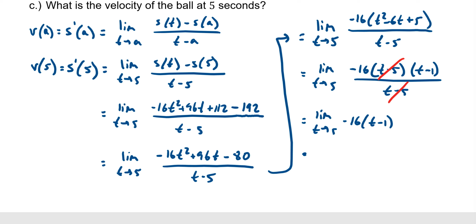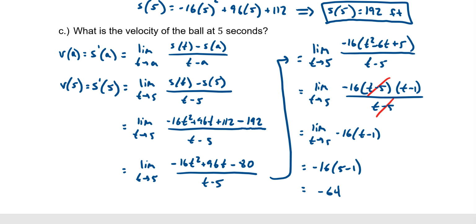Now we can apply that direct substitution. And since we're applying the direct substitution, now we don't need the limit notation anymore. -16 times 5 minus 1. So we end up getting -16 times 4. So -64. So even though this is the answer, we should just consider what this represents. We just found that s prime of 5 equals -64. And this was the velocity, which was in feet per second. So s prime of 5 equals -64 feet per second.